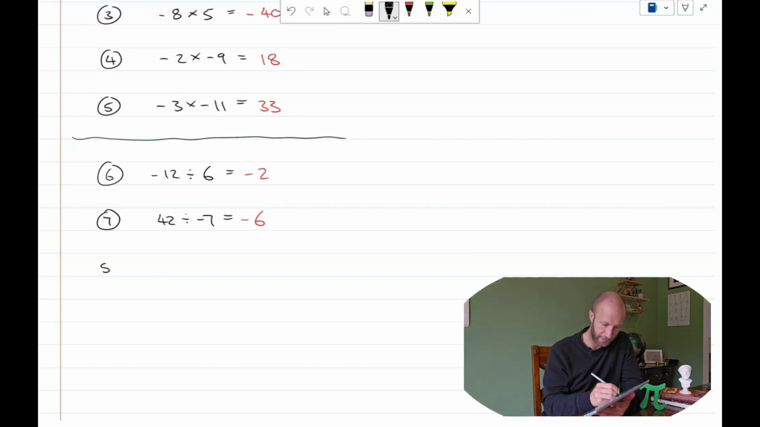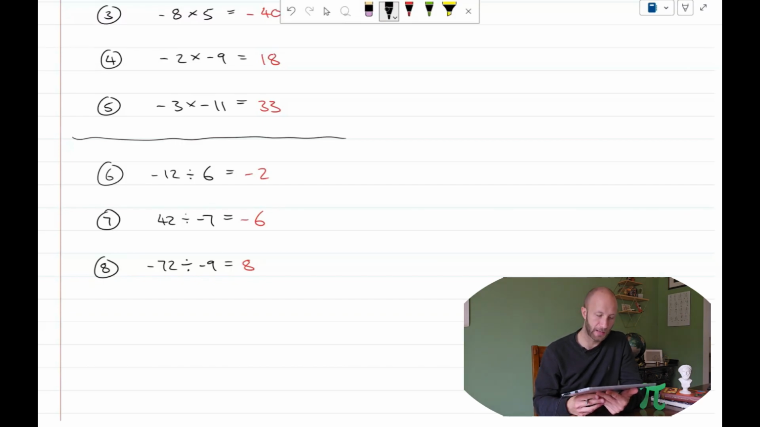And it's the same if we have two negatives. So if we have -72 divided by -9, the negatives cancel, so we end up with a positive answer. -72 divided by -9 is +8. So the calculation is very, very similar. We've just got to pay attention carefully to those signs.